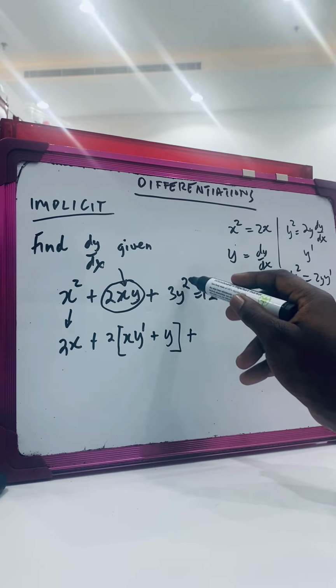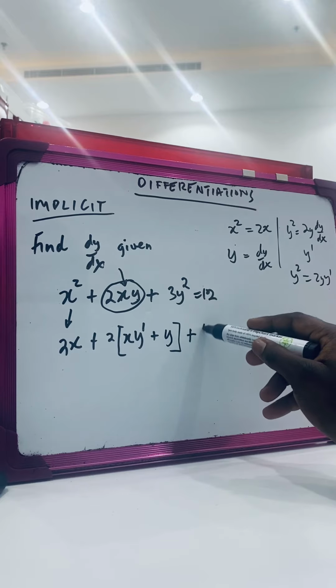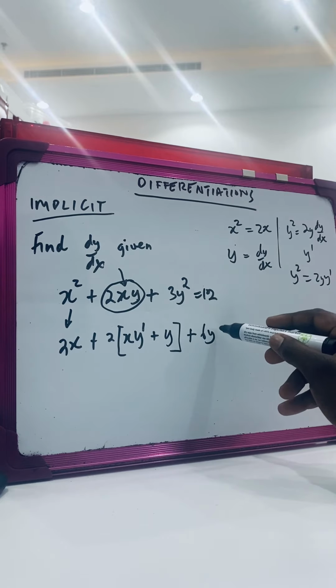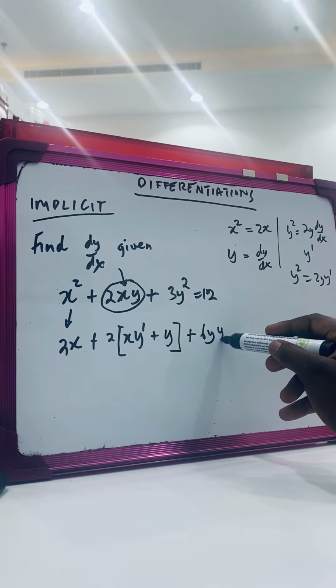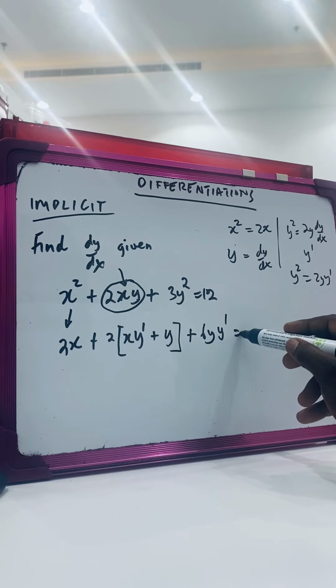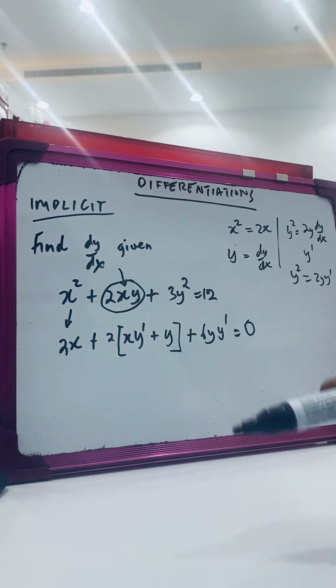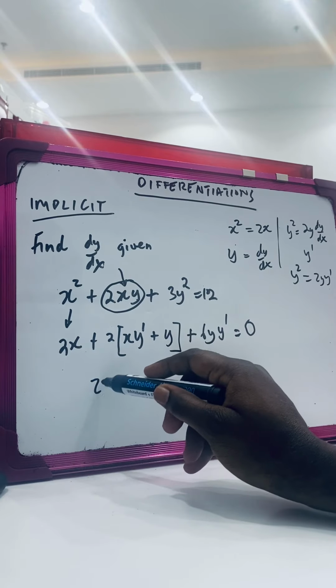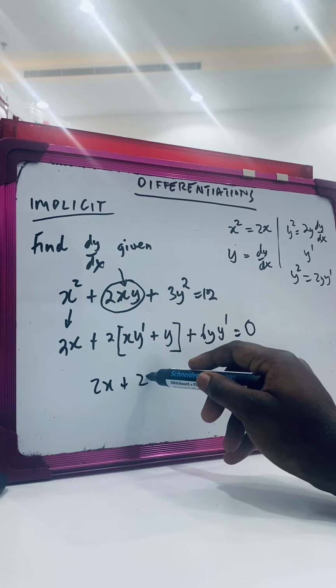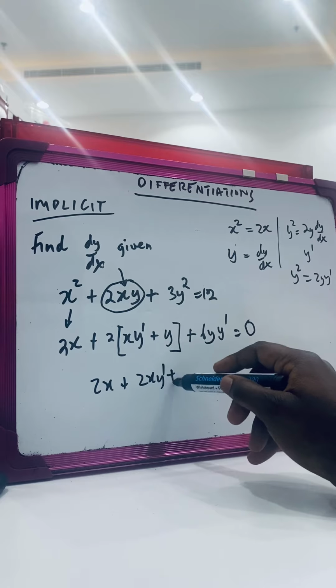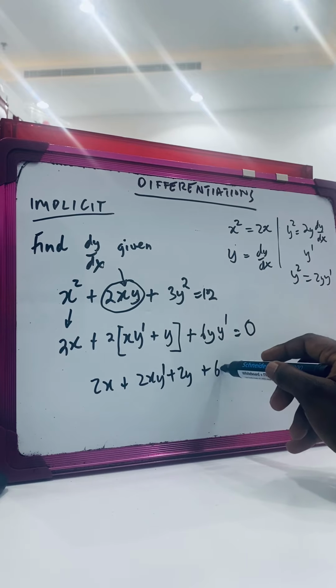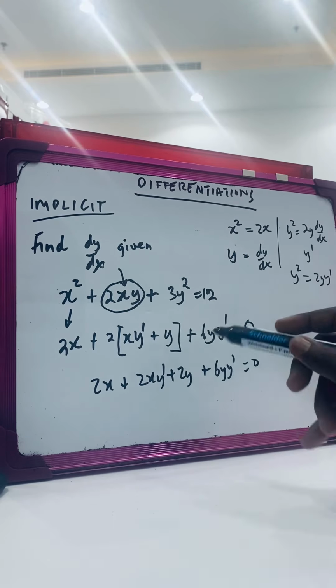And plus, if I derive 3y squared, I have 6y with respect to x. So 6y and dy dx, I call it y prime. If I derive 12, of course, that is just 0. Then I can simplify these expressions and make my y prime or dy dx the subject. So I have 2x plus 2xy prime plus 2y plus 6y y prime equals 0.